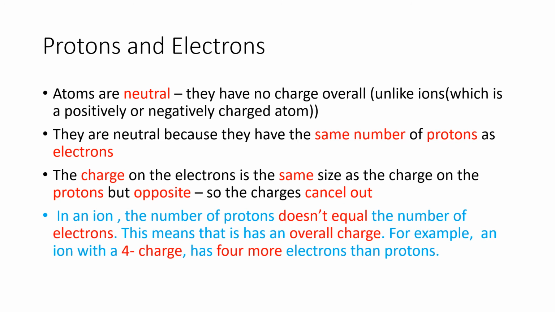In an ion, however, the number of protons doesn't equal the number of electrons. This means that it has an overall charge. For example, an ion with a 4- charge has 4 more electrons than protons. So if we use the previous example, we would do 11 protons minus 15 electrons, and that would give us -4, or a 4- charge.